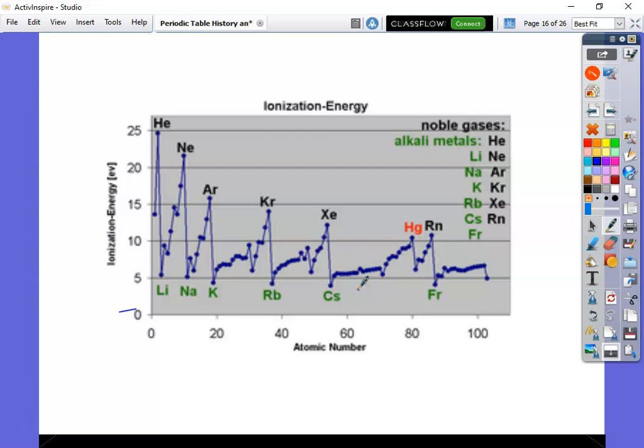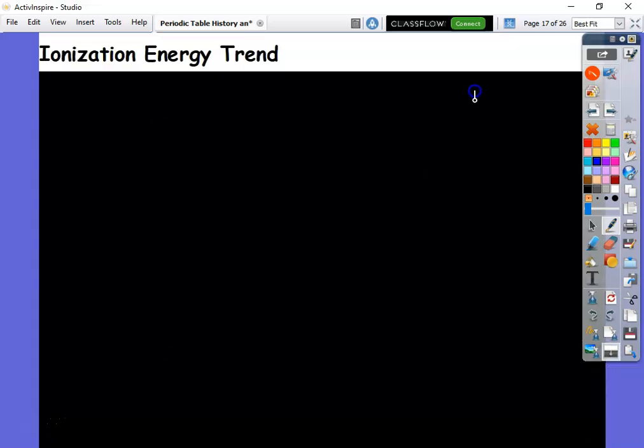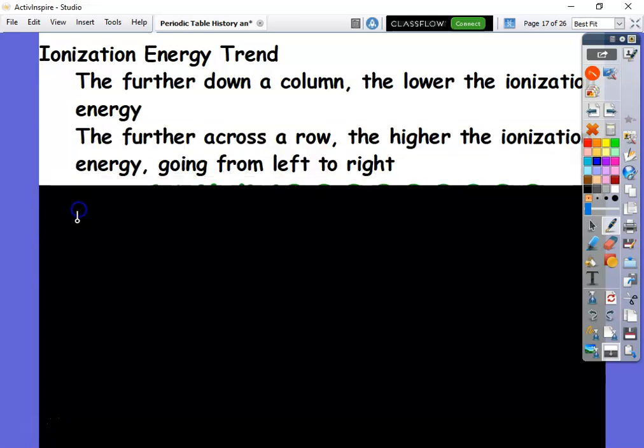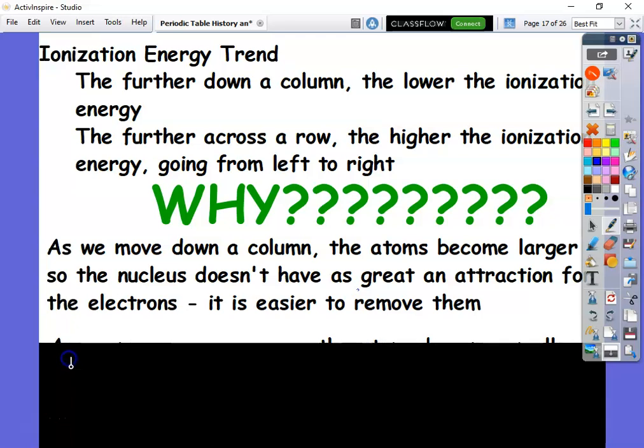So let's talk about why we see these sorts of things happening when it comes to atoms reacting and the removal of electrons. First, the trends are that the further down a column we go, the lower the ionization energy. So remember, we're talking about the energy needed to remove an electron. And as we go left to right, the further across a row, the higher the ionization energy, or the more energy it takes to remove electrons from those atoms far to the right, like noble gases. So the why is going to take us back to the last video.